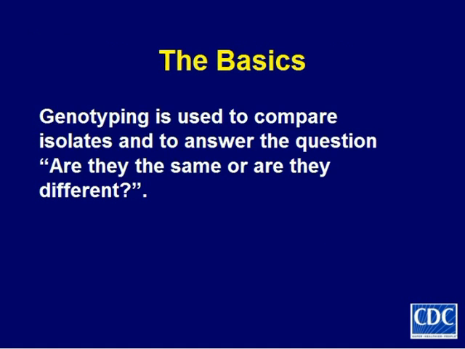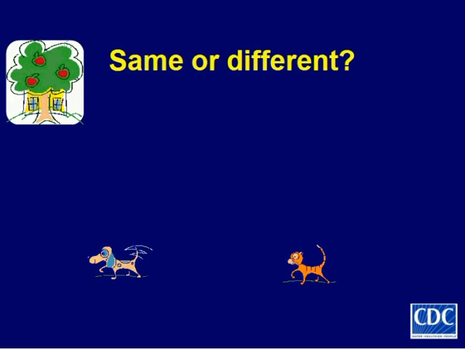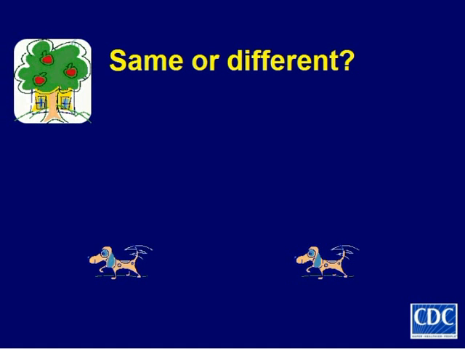Now, this is a relatively simple, direct question and one that small children enjoy answering. Are these two pictures the same or are they different? In this example, the picture shows a dog or a cat, and so we conclude that the pictures are different. In the second example, the pictures contain the same elements, and so we conclude that the pictures are the same. We use genotyping in the same manner to create a picture, if you will, of the Mycobacterium tuberculosis genome, and then we compare these pictures to determine if the two strains are the same or different.